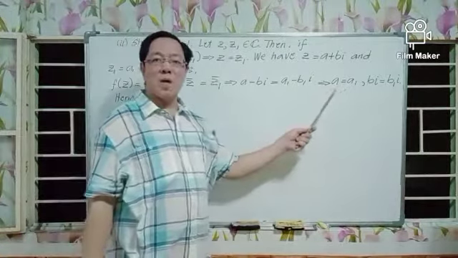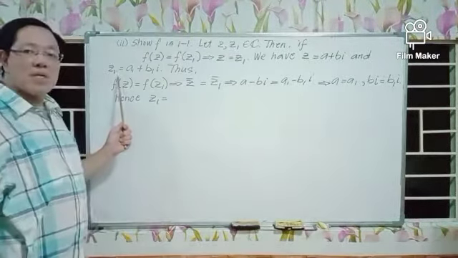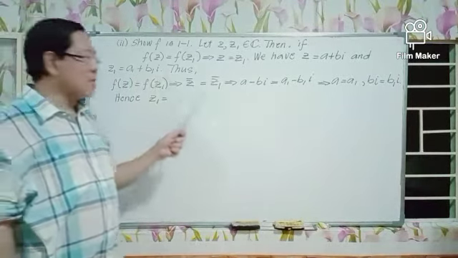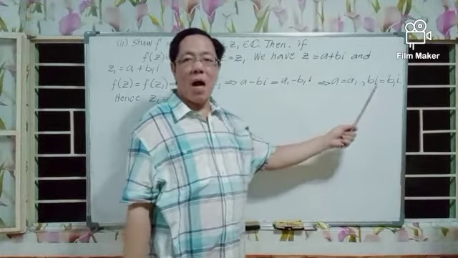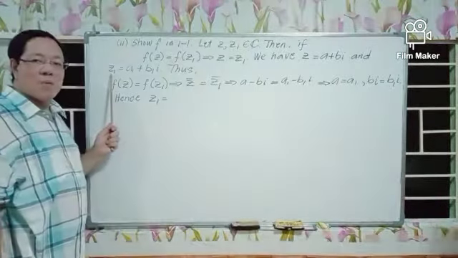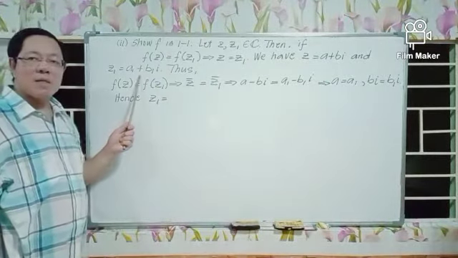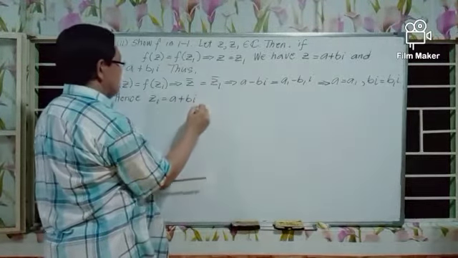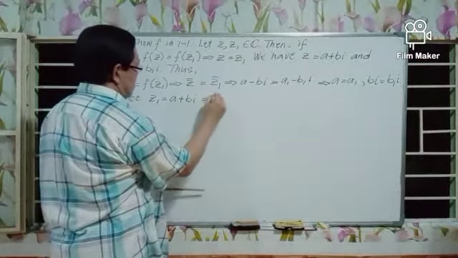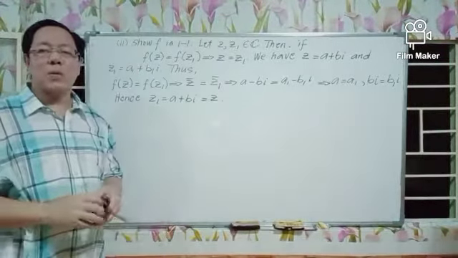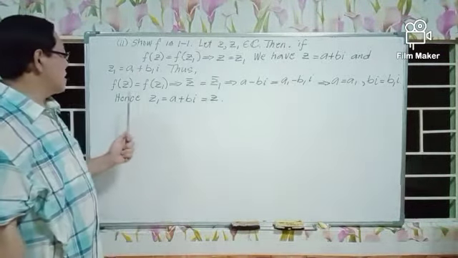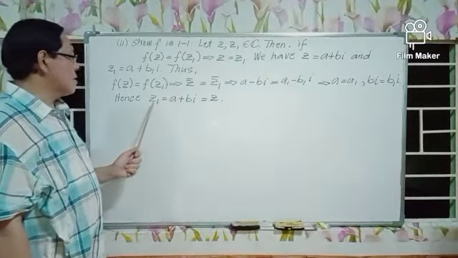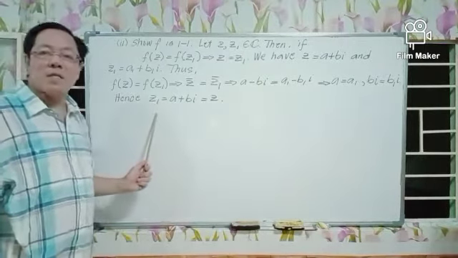If a sub 1 is equal to a, then the complex number c sub 1, which is a sub 1 plus b sub 1 i, is equal to a plus bi. Therefore, the complex number c sub 1 is equal to a plus bi, which is equal to the complex number c. Thus, we have shown that if f of c is equal to f of c sub 1, this implies that c is equal to c sub 1.